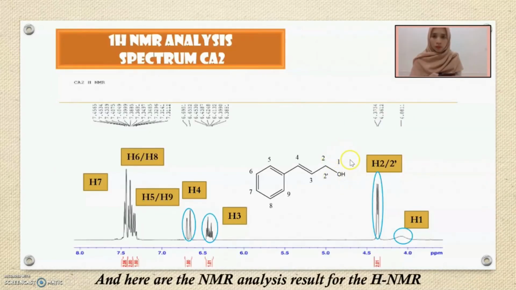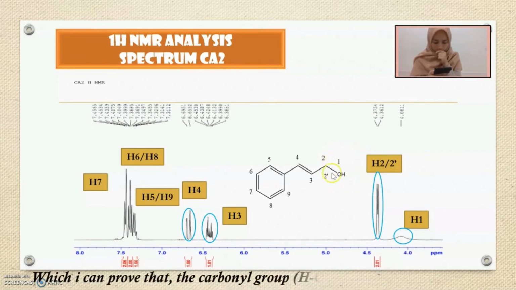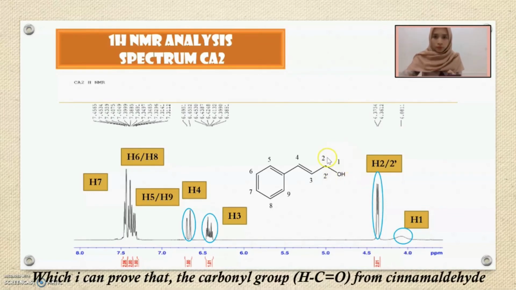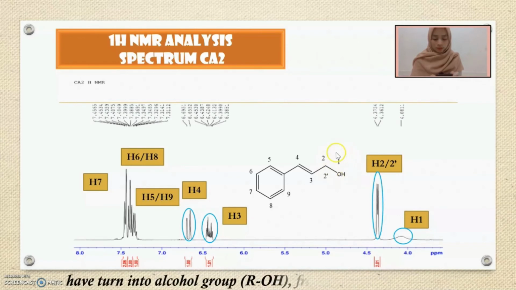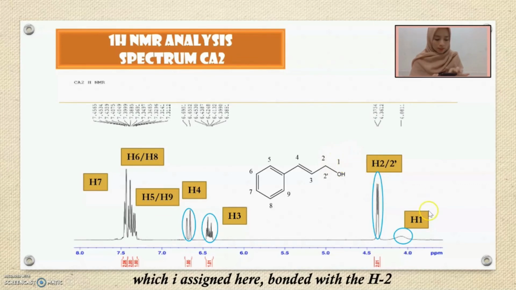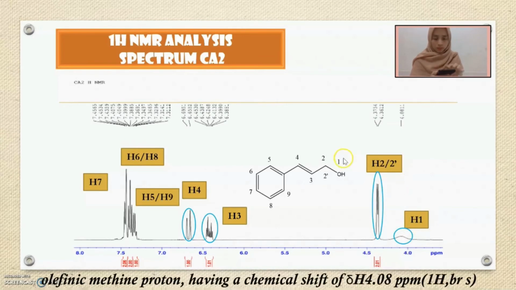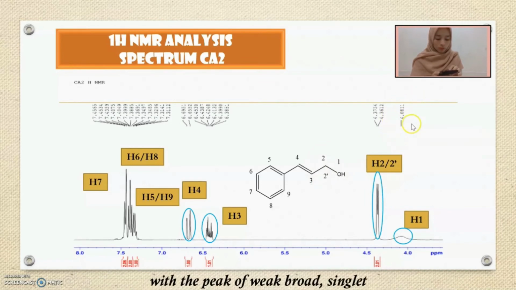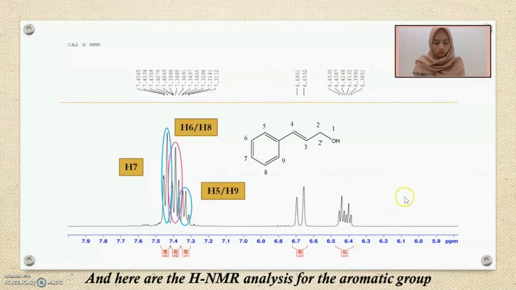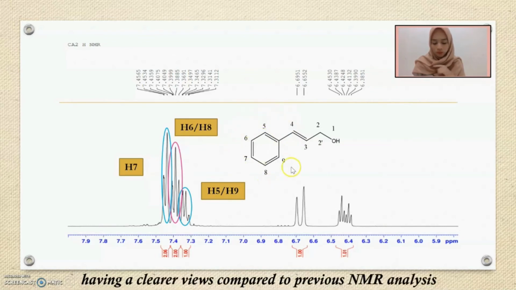And here is the NMR analysis result for the proton NMR, which proves that the carbonyl group from the cinnamaldehyde has turned into an alcohol group, from proton number 1, which I assigned here, bonded with hydrogen number 2, the methylene proton, having a chemical shift of 4.08 with a weak broad singlet peak.